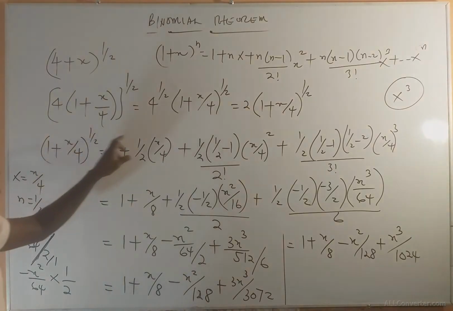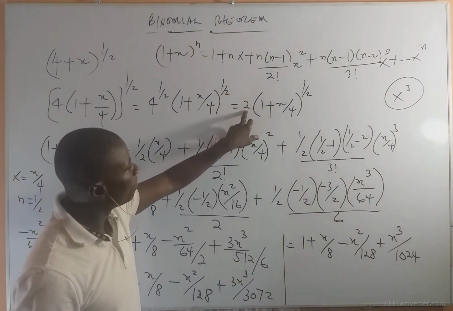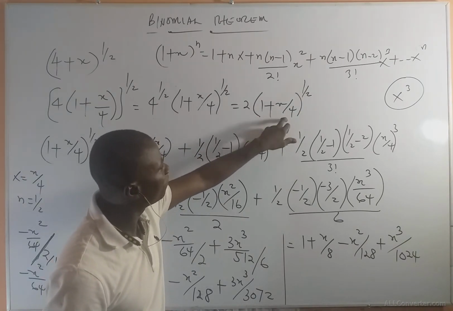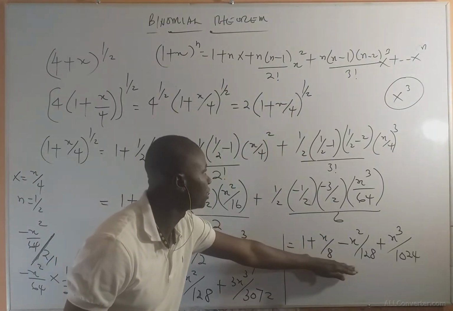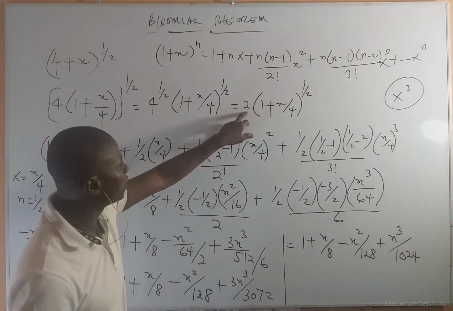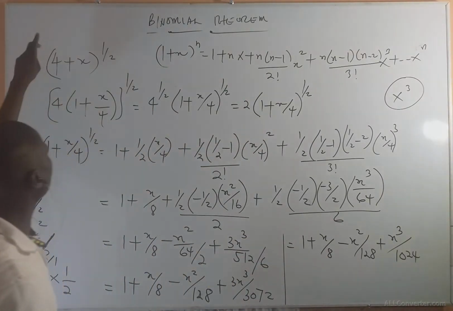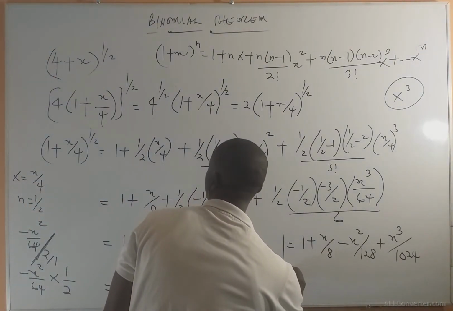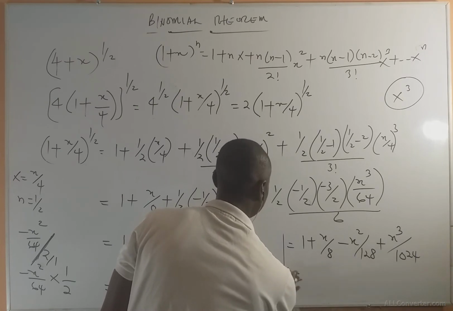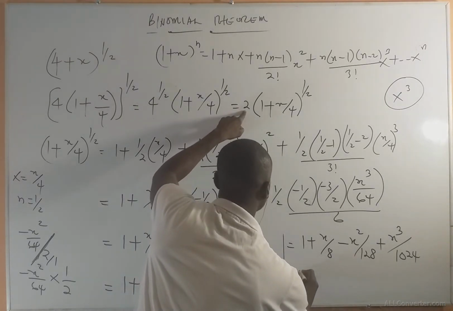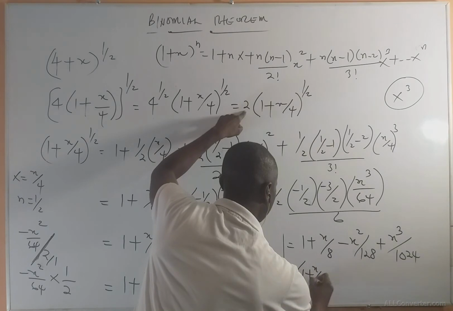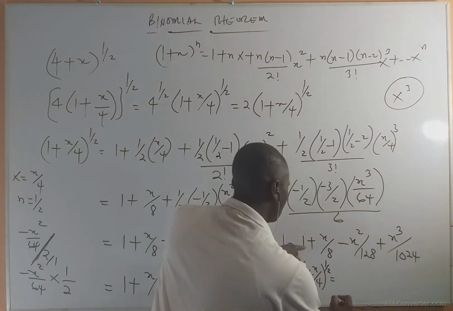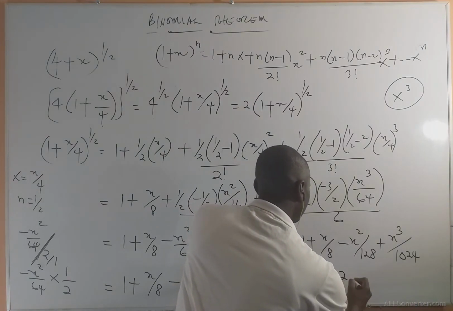But don't forget that we had 2 multiplying 1 plus x on 4 exponent half. Now the 1 plus x on 4 exponent half has given us this expression. And so we are now going to multiply our expression by 2, and that will give us the answer for 4 plus x exponent half. So 1 plus x on 4 exponent half will now be 2 times all this. So 2 times 1 here will give us 2.